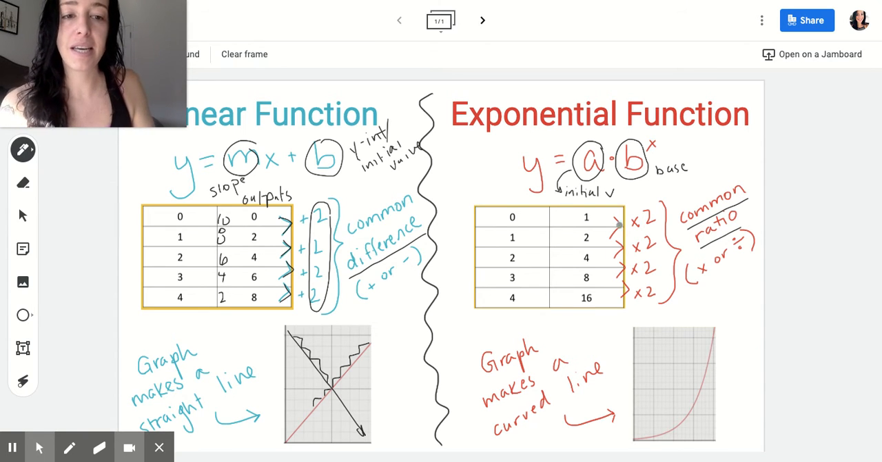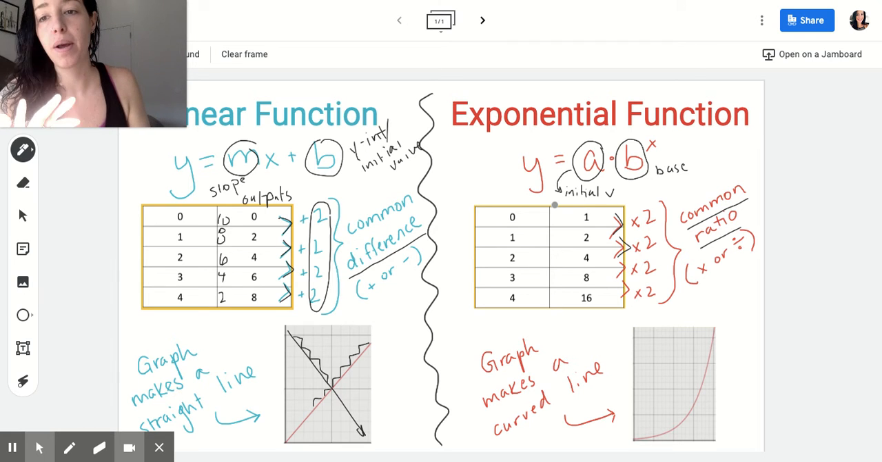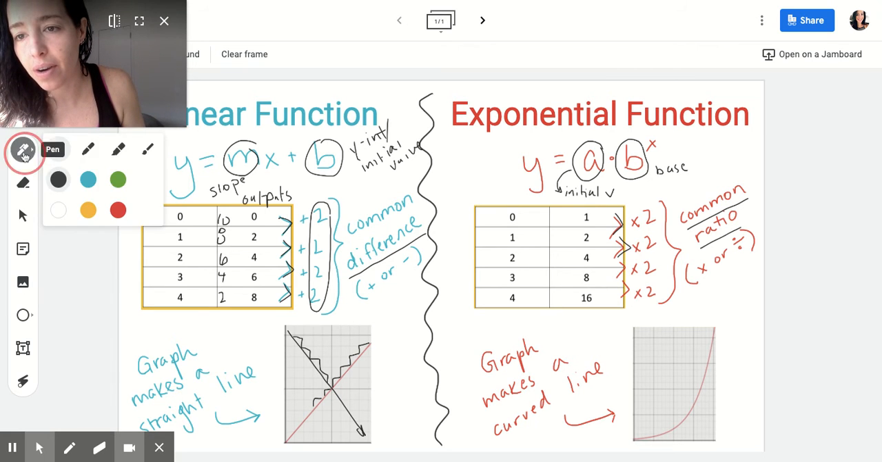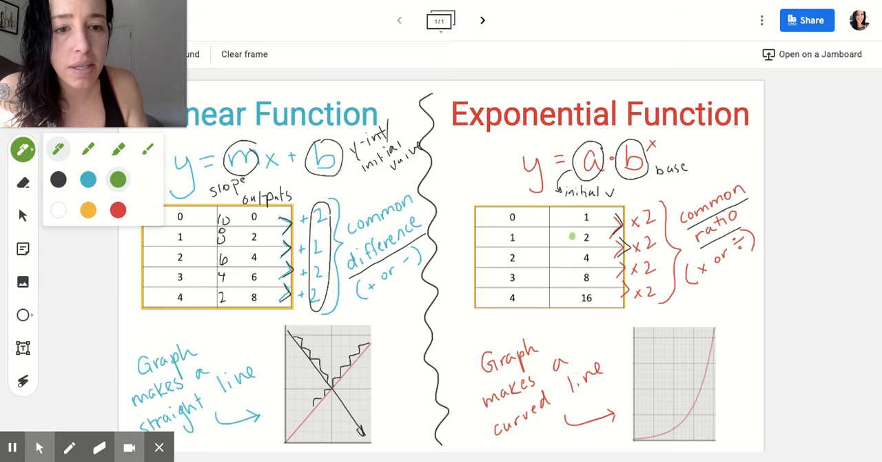So if you guys see here, instead of adding or subtracting each time with an exponential function, we're actually multiplying or dividing. All right, so with these outputs in this table, we actually go 1 times 2, 2 times 2, 4 times 2, 8 times 2. Right, we're using multiplication. And I'm actually going to get another color because I want you to see this.